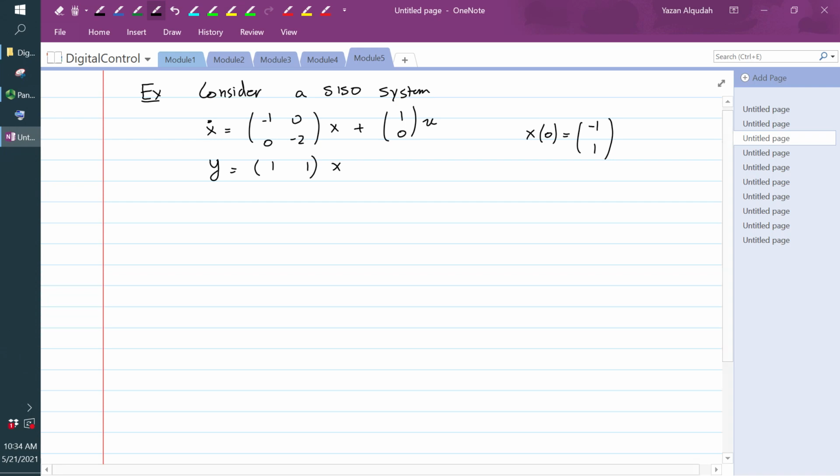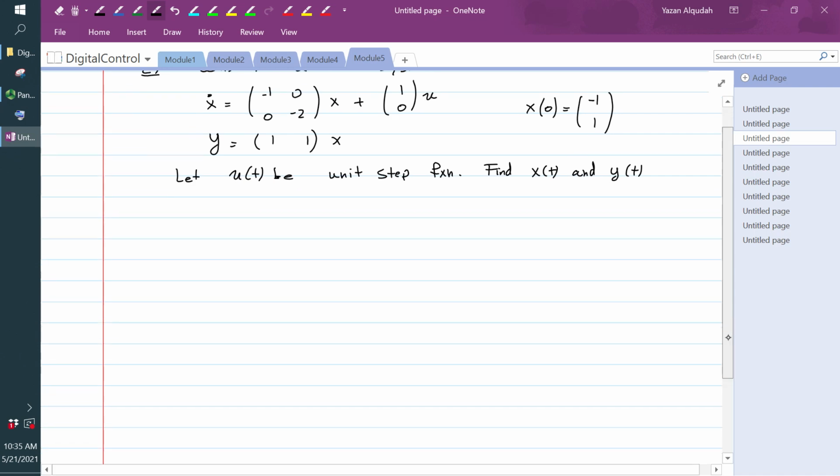So this is our single input, single output system. And if we let u of t equal a unit step function, we want to calculate x of t and y of t. And of course, I did not mention before, if I calculate x of t, then I can immediately calculate y of t, because y is just c multiplied by x. If I know the states, I can multiply and get y of t.